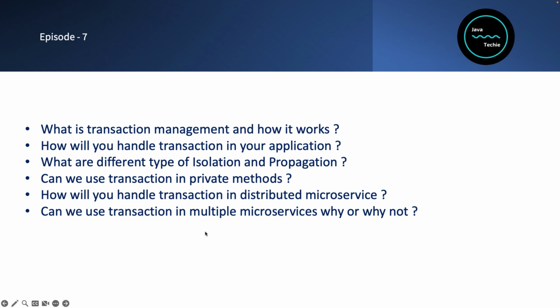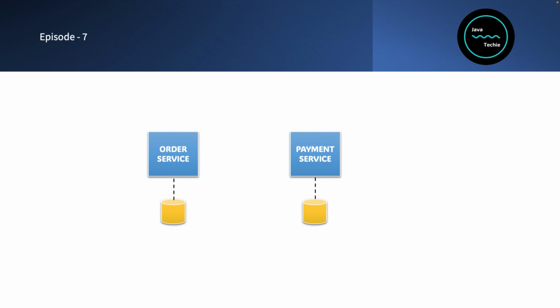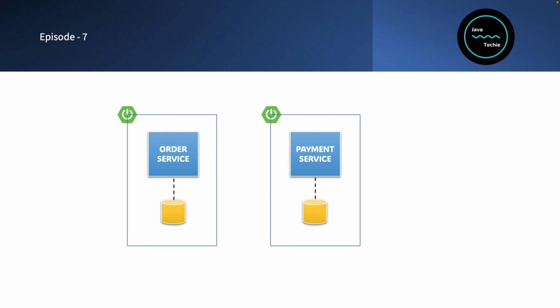Can we use transactions in multiple microservices? Why or why not? Now think about it. The answer is no. Spring transaction does not work across multiple microservices. You might have an order service and a payment service, and they are using their own databases. Spring transaction is local to one application context and one database transaction. It only works within the boundary of a single service and a single database connection.